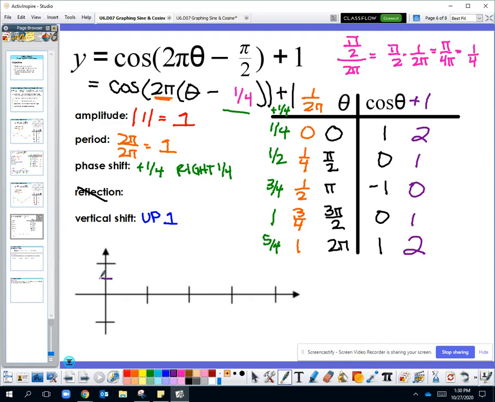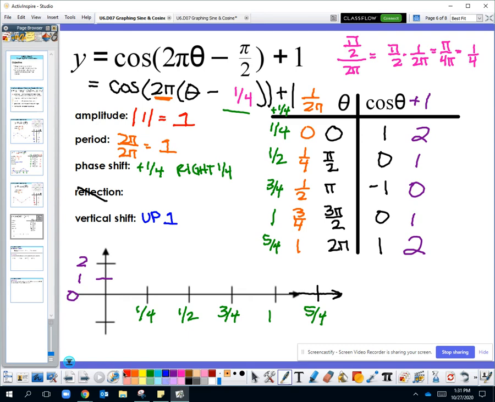So it looks like the max height is 2, and the min would be 0. And then along my x-axis, I'm labeling 1/4, 1/2, 3/4, 1, and 5/4. I have to create one extra point. You'll need to do that as well on your graph.